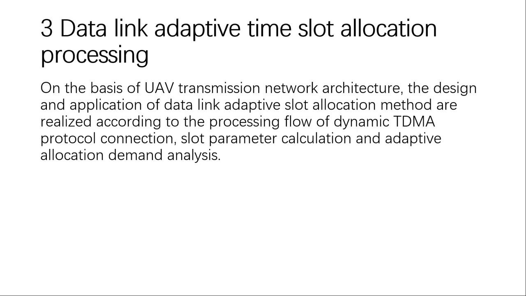Data link adaptive time slot allocation processing. On the basis of the UAV transmission network, the architecture design and application of the data link adaptive slot allocation method are realized according to the processor flow of dynamic TDMA protocol. Slot parameter calculation and adaptive allocation demand analysis.